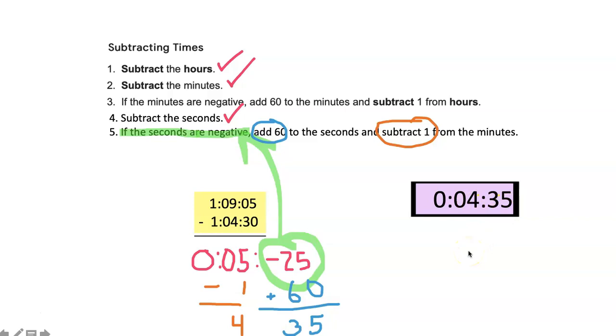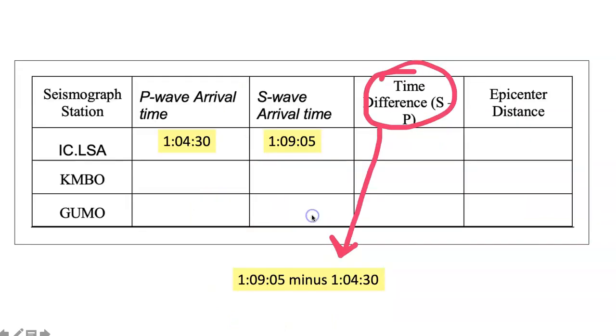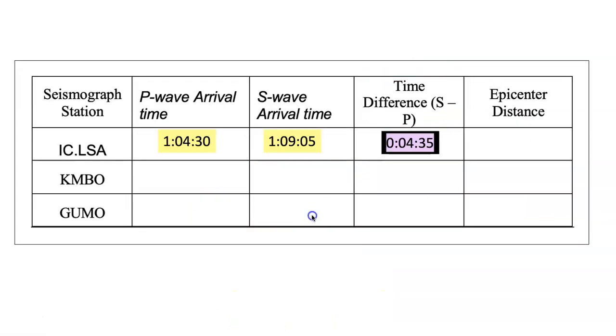Now, again, this is doing it without really understanding what you're doing. It's base 60. Some of you can figure this out by maybe even picturing a clock in your head. One way to check, though, is to take 4 minutes and 35 seconds and add it to 1 hour, 4 minutes and 30 seconds, and see if you get this number right here, which you should. So our S minus P time difference is 4 minutes and 35 seconds.